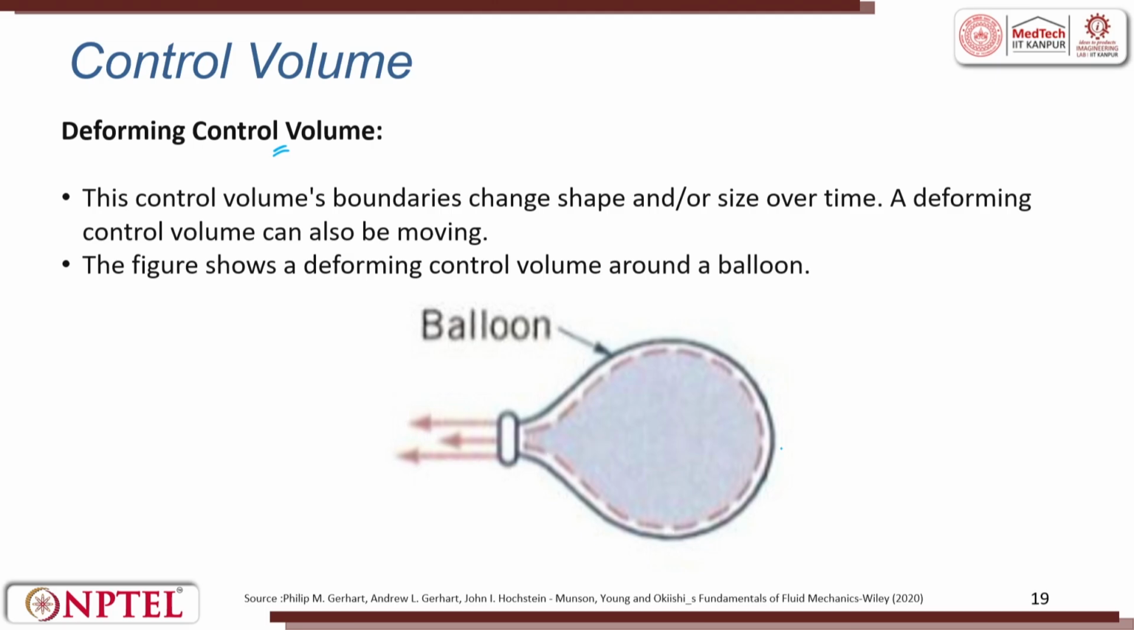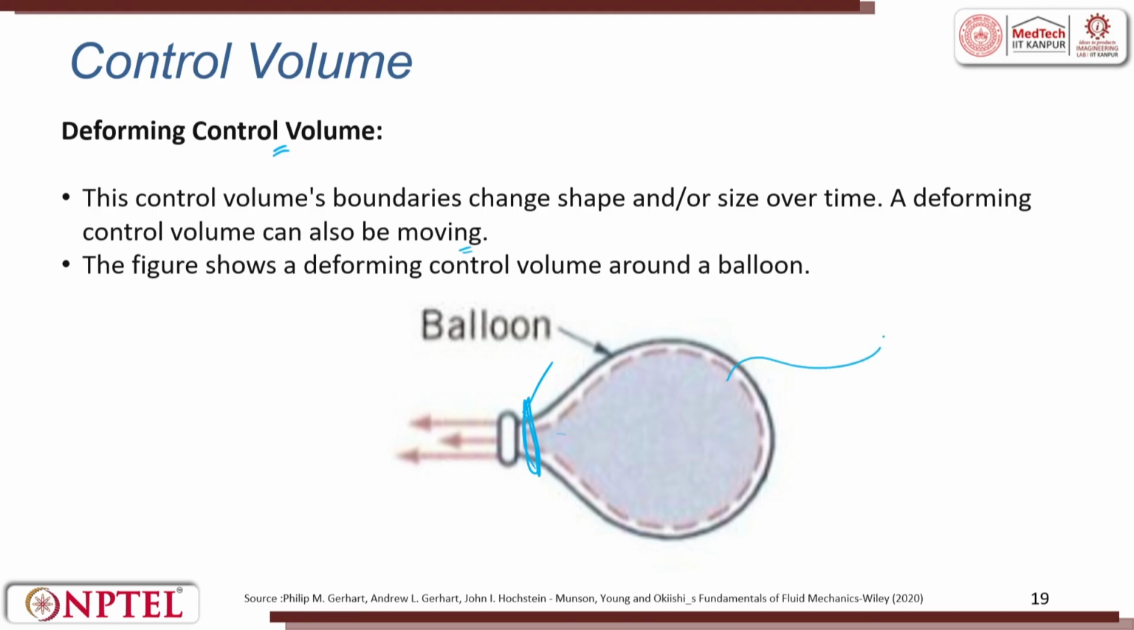So, you have a balloon, you blow air into the balloon over a period of time, and suppose you tie it, then it becomes a fixed volume or a control volume. Once you remove the knot, the air escapes out. Now, the shape gets deformed or the size gets deformed over time. A deforming control volume can also be a moving volume.